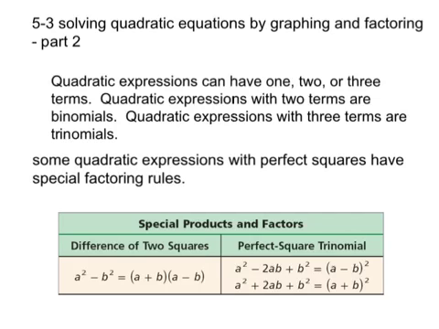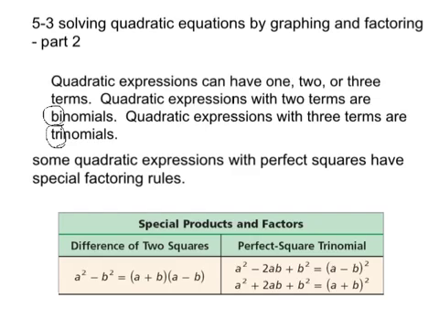Quadratic expressions can have 1, 2, or 3 terms. Quadratic expressions with 2 terms are binomials. Quadratic expressions with 3 terms are trinomials. You see that prefix bi and tri. Okay, bi means 2, tri means 3.